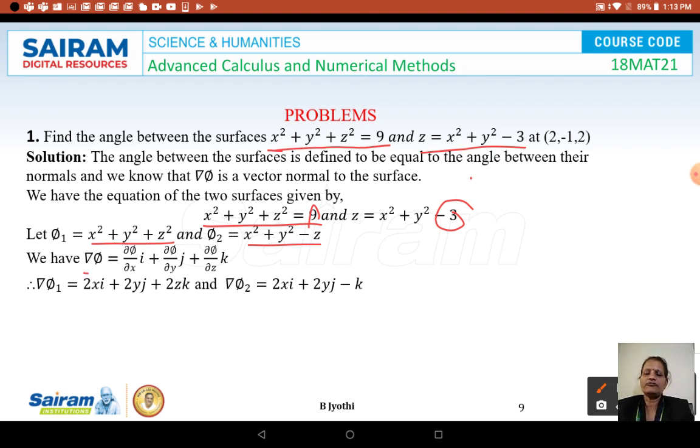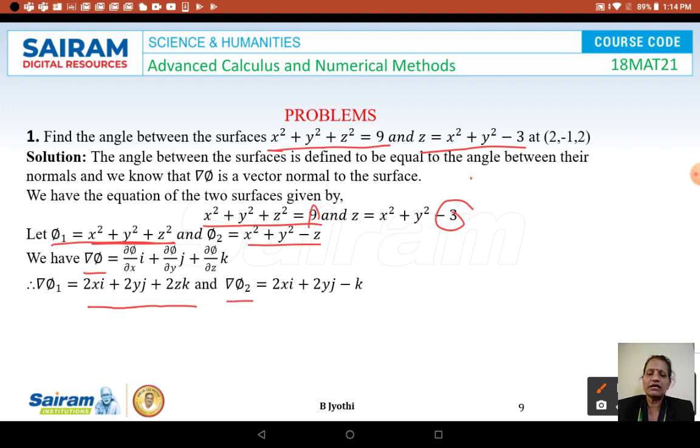Next, we have the formula of grad phi or del phi as del phi is equal to dou phi by dou x i plus dou phi by dou y j plus dou phi by dou z k. Therefore, del phi 1 for the first surface is 2x i plus 2y j plus 2z k. That means x square when we differentiate with respect to x we get 2x, y square with respect to y is 2y, z square is 2z.